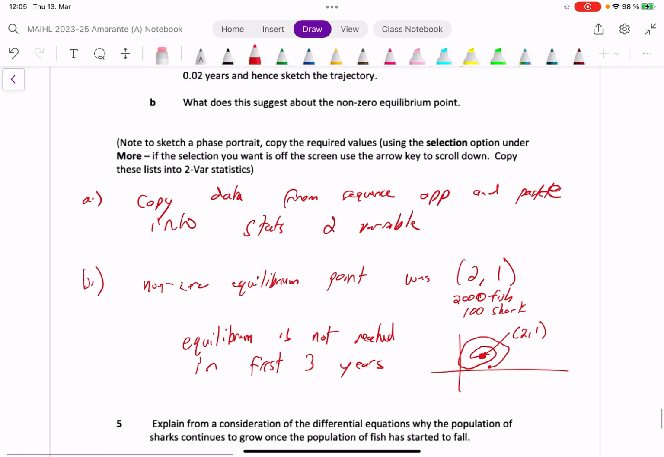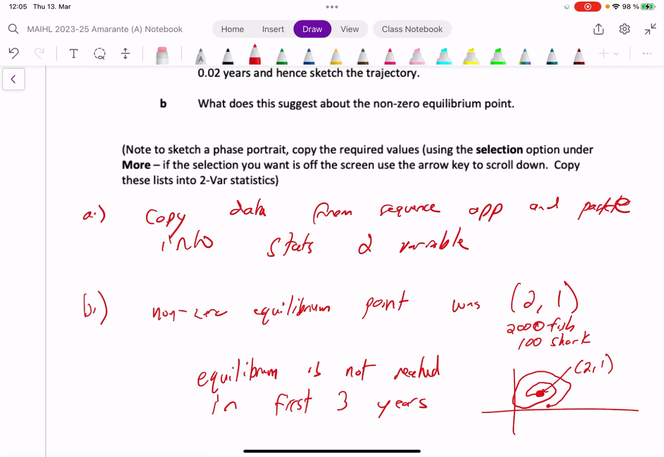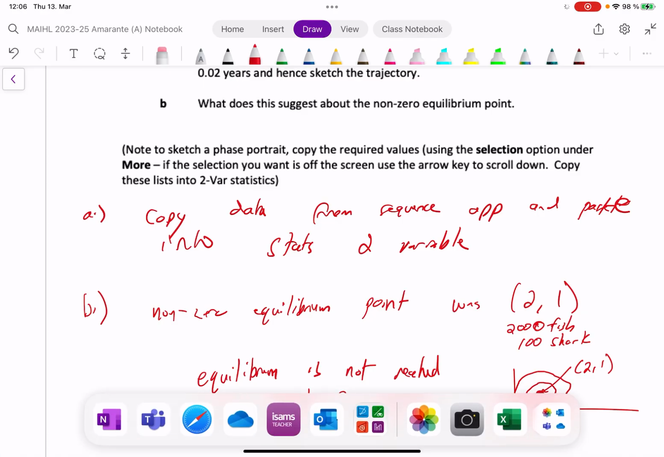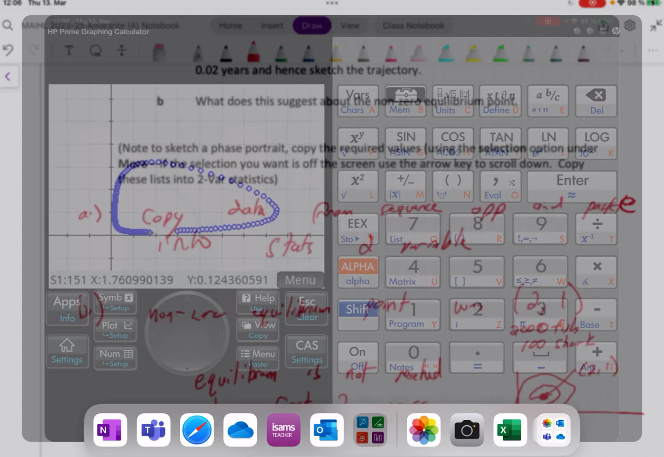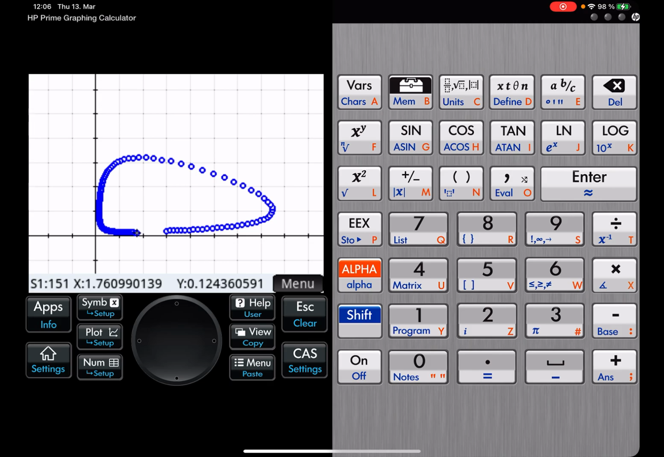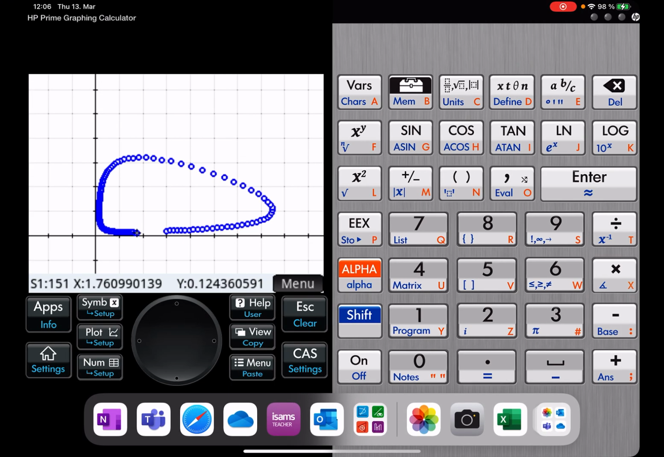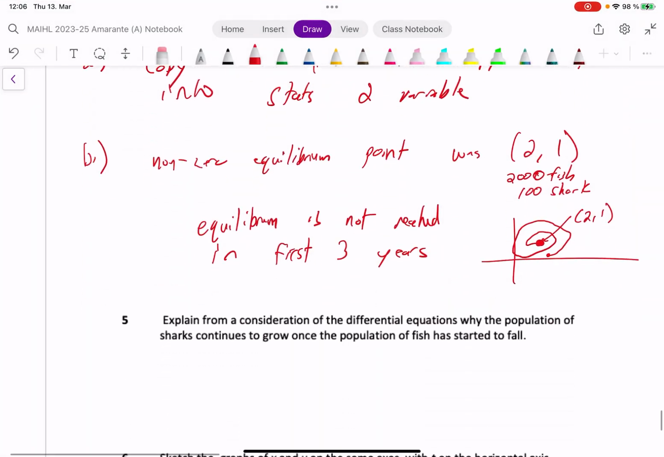Just a note that we skipped over for a second. It says to sketch a phase portrait, we could copy the required section. It tells you how to do it, and then we can put it in the stats2 variable. So basically what we just looked at was a phase portrait, what's happening over time. This is the calculator sketching a phase portrait for us. But again, it's an approximation because we used Euler's method to get those values.